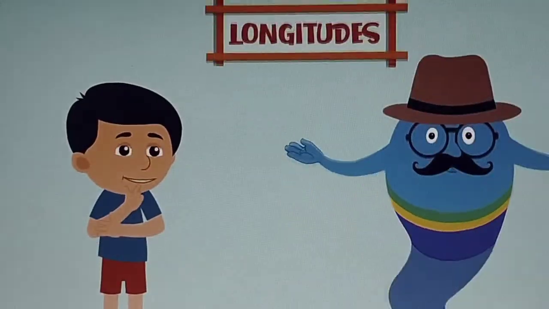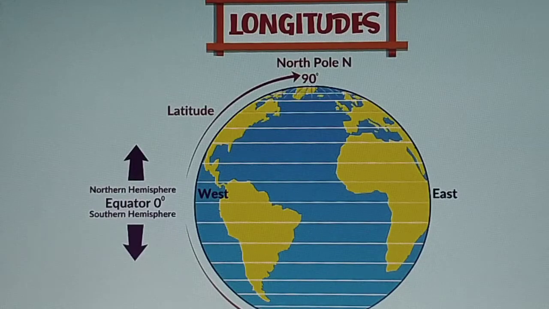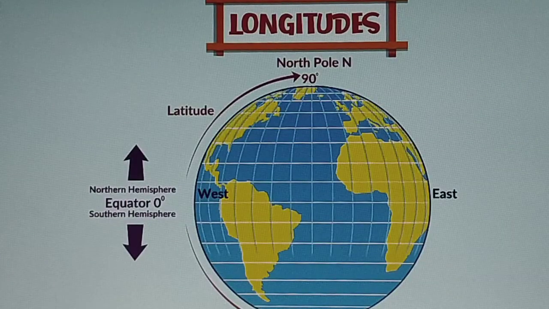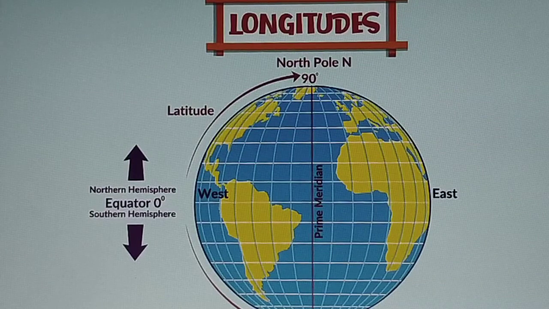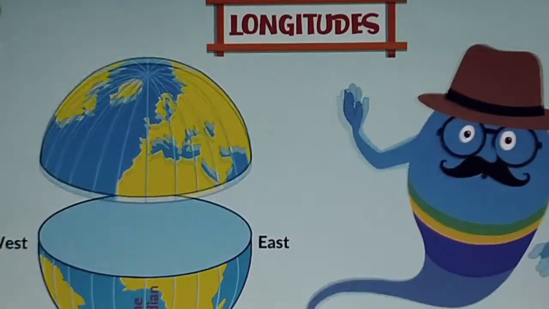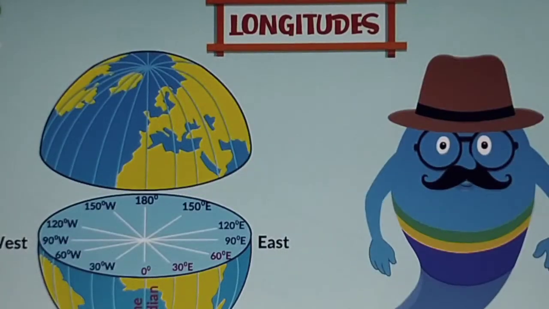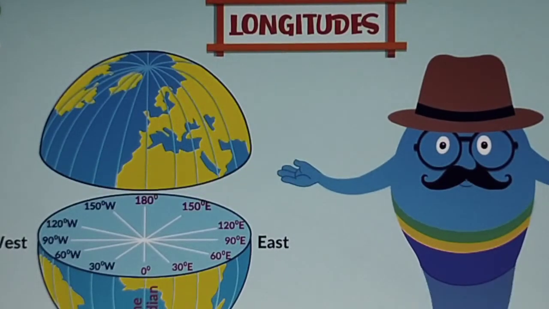And now the longitudes. Longitudinal lines run from the North Pole to the South Pole. They measure how far east or west a point lies from the prime meridian. These are also known as meridians. Longitudes can vary from 0 degrees to 180 degrees east and west.